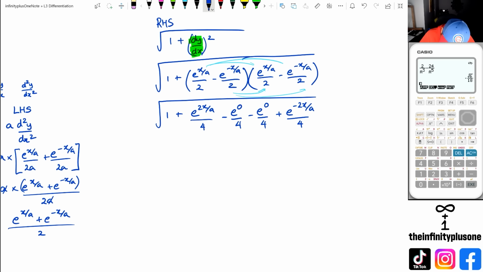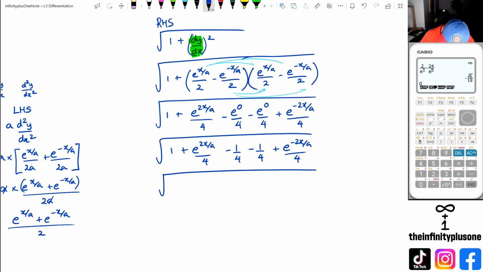God, that's absolutely horrible. So 1 plus e to the power of 2x over a over 4. This is going to become a quarter, another quarter, and finally plus e to the power of negative 2x over a over 4. So I'm going to get 1 minus a half, plus e to the power of 2x over a over 4. A quarter and a quarter makes a half, so it's minus a half, plus e to the power of negative 2x over a over 4. Getting there, slow and steady.